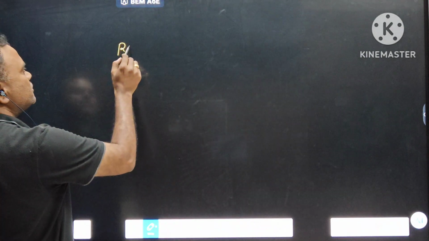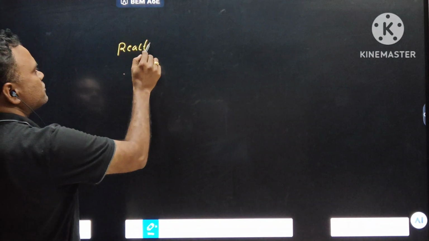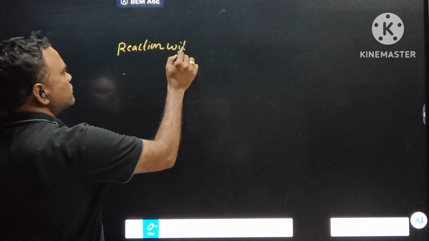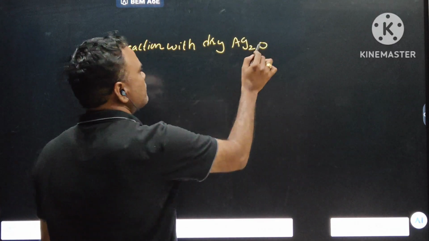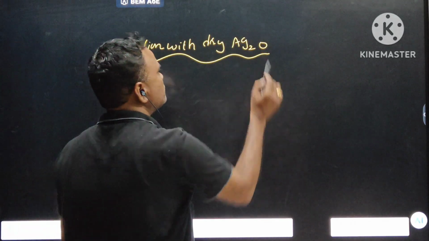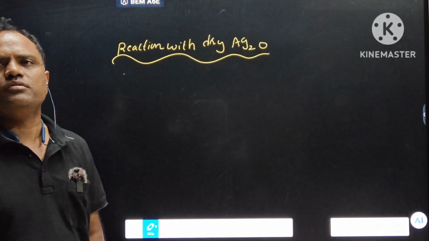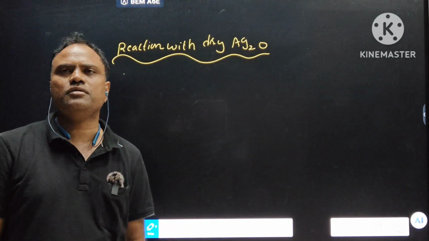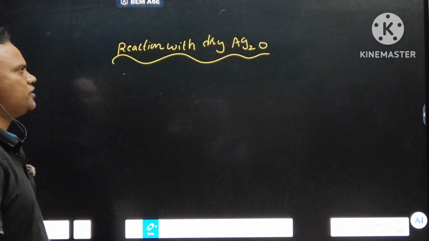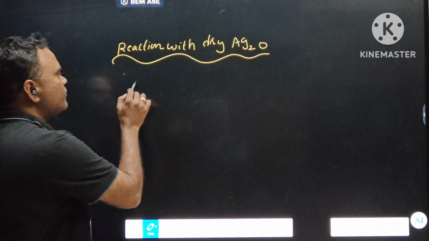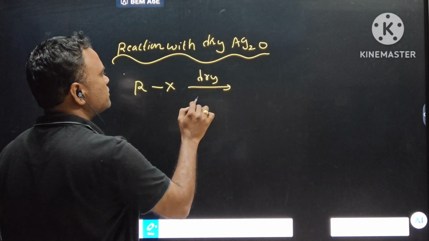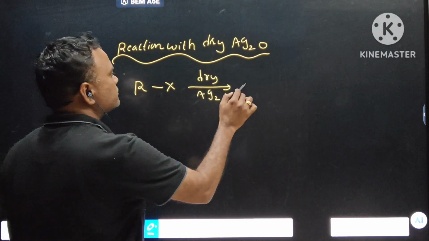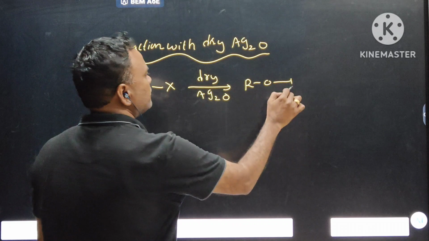Next, reaction with dry Ag2O. Reaction with dry Ag2O. In the flow chart I gave, you can see that flow chart. What is the product when I use dry Ag2O? Alkyl halides react with dry Ag2O. What will we get? We will get ethers.